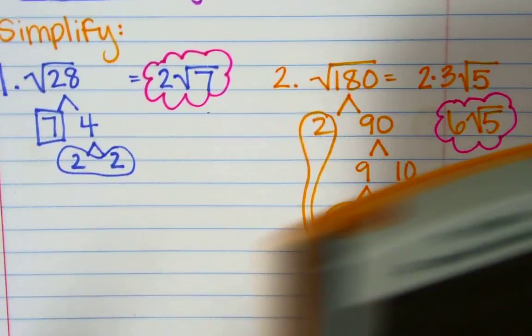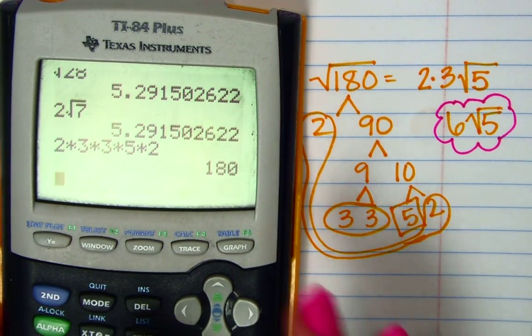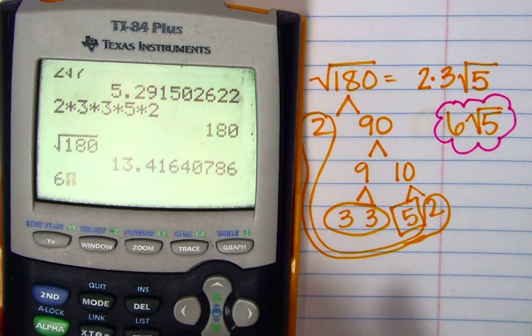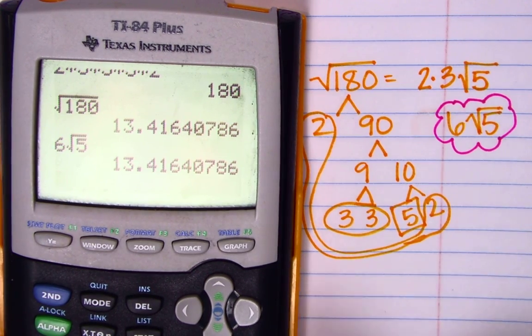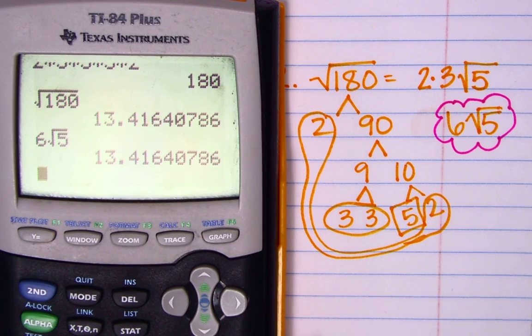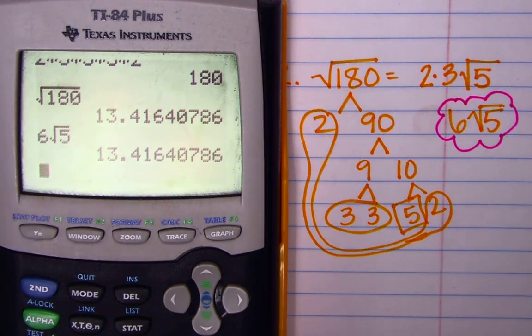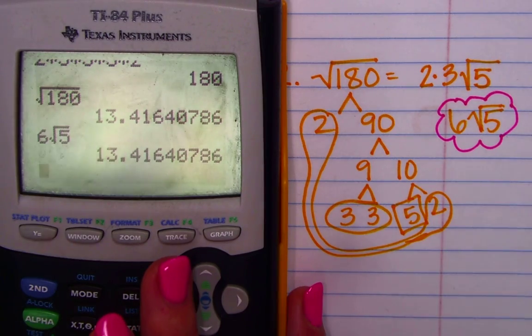And again, I can check it by doing square root of 180 and then 6 square root of 5. Okay, see how they're the same? All right, that's how you know you did it right. You didn't miss anything. All right, always be checking your answers. That's just a good practice to always do in your math class.